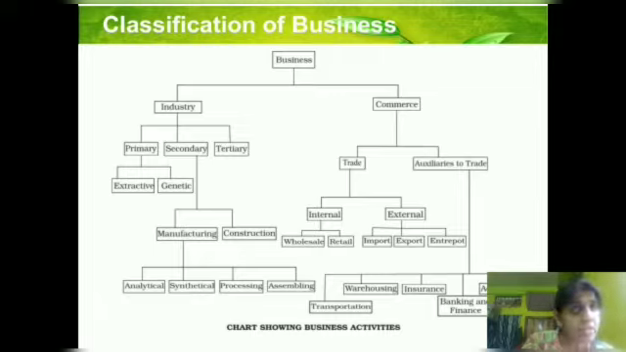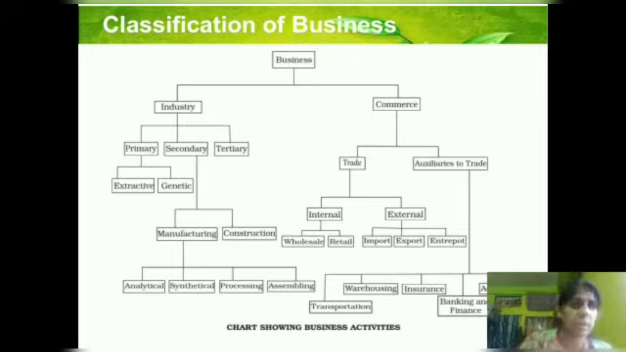Then the primary industries can be further categorized into two forms, extractive and genetic. The secondary can be classified into manufacturing and construction. And the third, tertiary, is single. Please remember that. Now, manufacturing can be further classified as analytical, synthetical, processing and assembly.